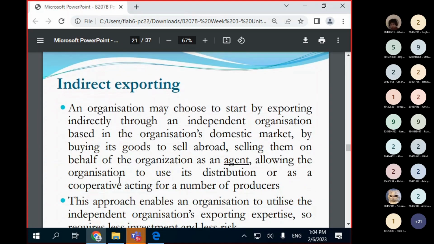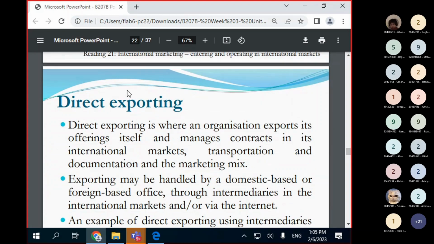In indirect exporting, you will only export your product. Okay, you will not open an office, you will not hire people in the other country, you will not have a presence, but you will export your product through who? Intermediaries. We call them intermediaries. Okay, so this is all you need to do. So this is the lowest extent of being global. Just send your product to be sold somewhere else in a different country. So this is called indirect exporting.